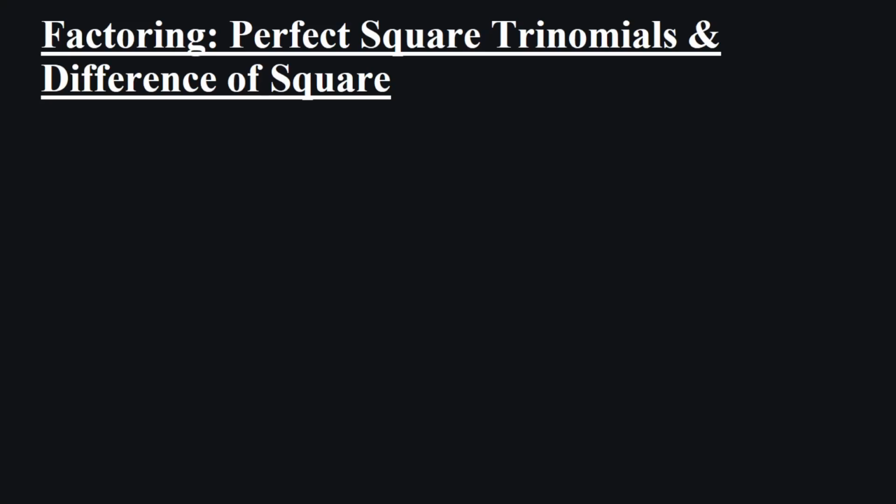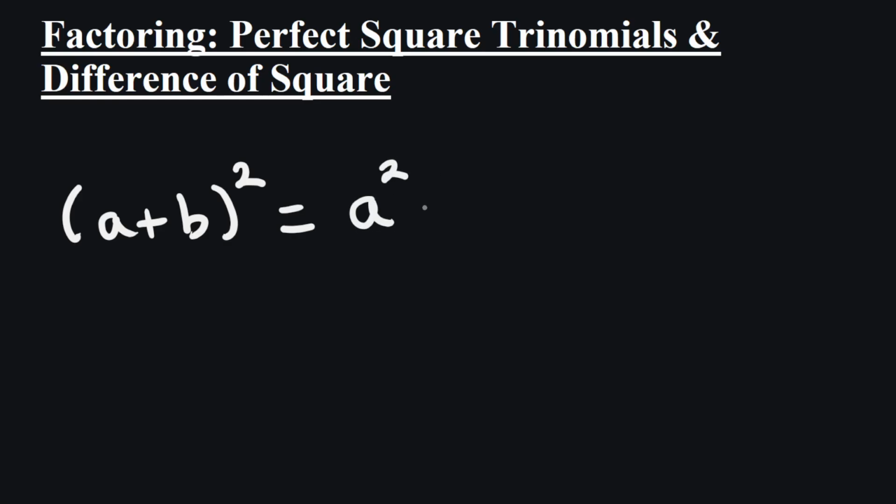Hey everyone, in this video I want to go over how to factor perfect square trinomials and a difference of squares. So first let's talk about perfect square trinomials. You might remember in one of the previous videos that a perfect square trinomial can be written in the form a plus b squared, a binomial squared. And when you square this binomial, after using FOIL and expanding and combining like terms, you get a squared plus 2ab plus b squared.